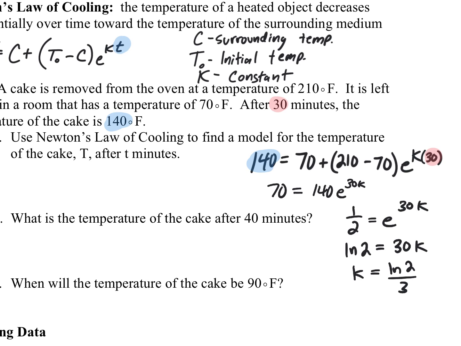I'm sorry, that should have been the natural log of 1/2. I apologize. Let me make that change as we go. The natural log of 1/2 divided by 30. Our K value would be, as a decimal, negative 0.0231.